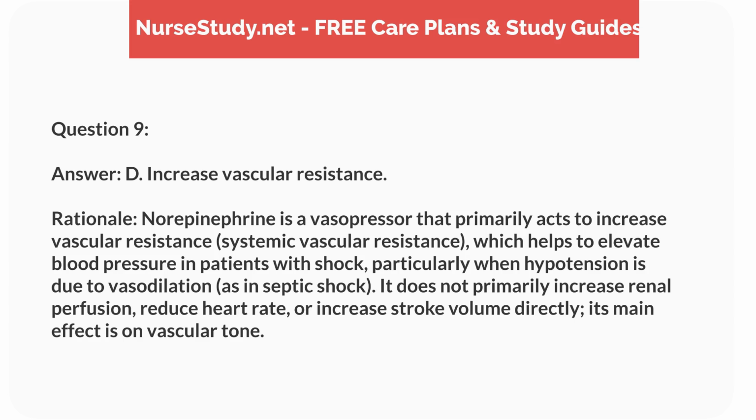Rationale. Norepinephrine is a vasopressor that primarily acts to increase vascular resistance, systemic vascular resistance, which helps to elevate blood pressure in patients with shock, particularly when hypotension is due to vasodilation, as in septic shock. It does not primarily increase renal perfusion, reduce heart rate, or increase stroke volume directly. Its main effect is on vascular tone.